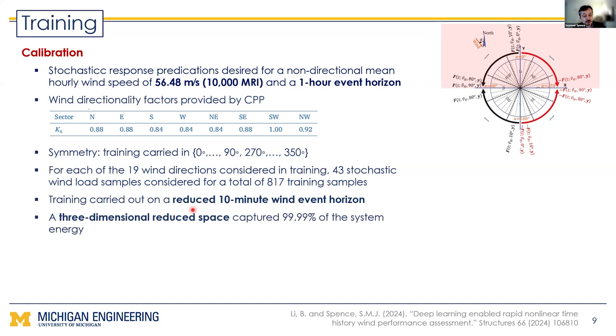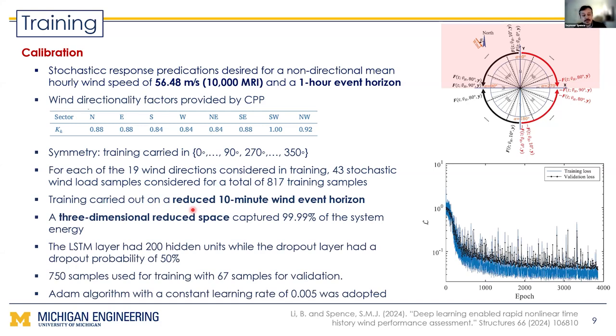A three-dimensional reduced space was sufficient. It captured 99.99% of the energy of the system. So here, what we did, we used an LSTM layer, 200 hidden units, with a dropout probability of 50%. 750 of these training samples were used for training, with 67 used for validation. We used the classic Adam algorithm with a constant learning rate. This is just a quick figure of what the training loss and validation loss look like, which gives an indication that we haven't got any overfitting.